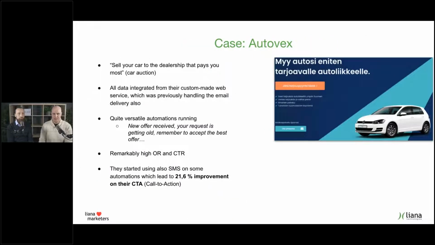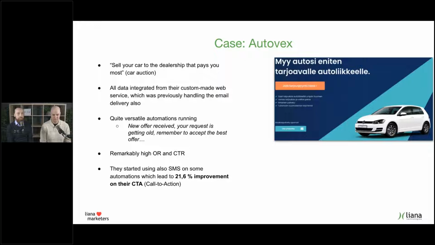But then from the Middle East to Finland, and another case. So this is AutoVex, a Finnish car auction working online. So basically, if you have a car and you want to get rid of it, you can have an auction online. You can leave your offer request here, and the car dealerships will bid on your car.